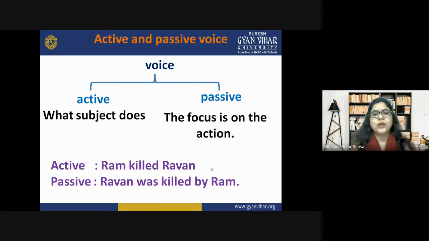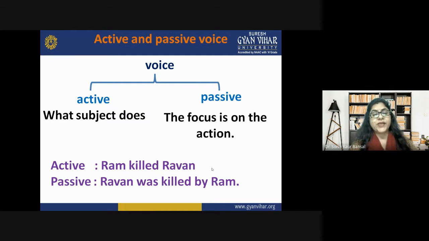Now let's have a look in a very clear way. Till now we have understood that active and passive voice are made up of voice, what we speak, the voice that is coming out from our mouth. Whatever we are speaking, there are two ways. One is active, that is directly being done by the subject, and another is passive, where the focus is on the action. So you must remember that active means the focus is on the subject and passive means the focus is on the action.